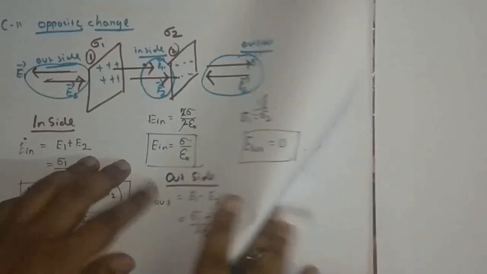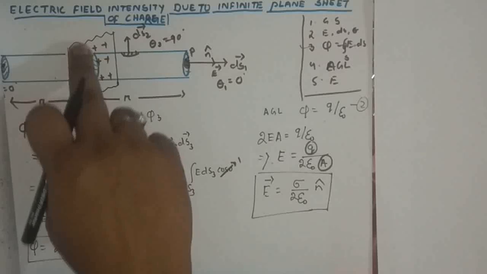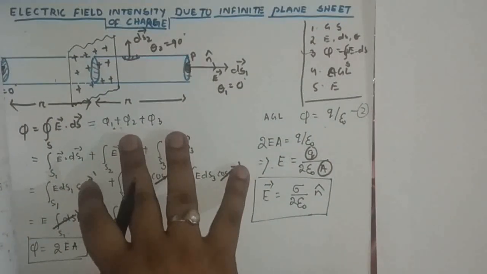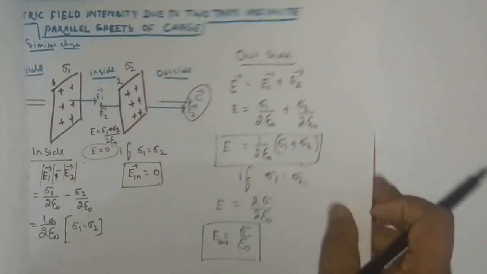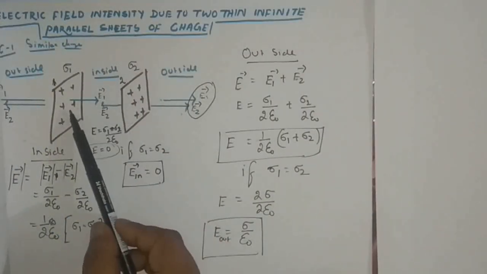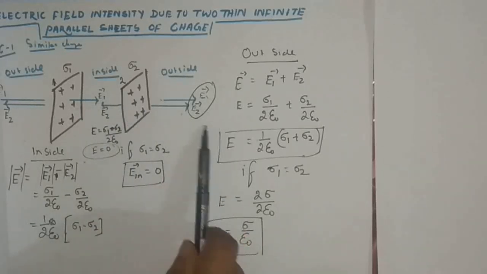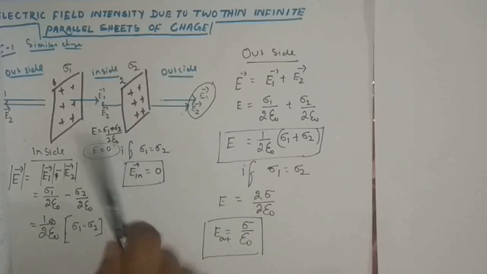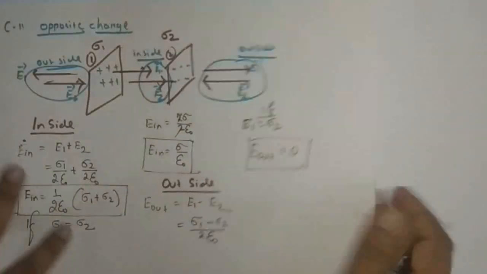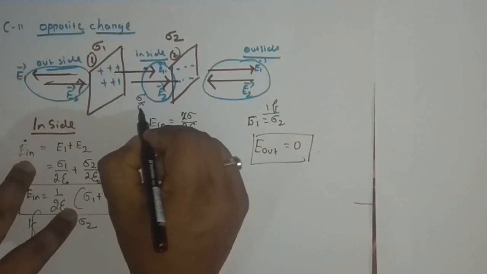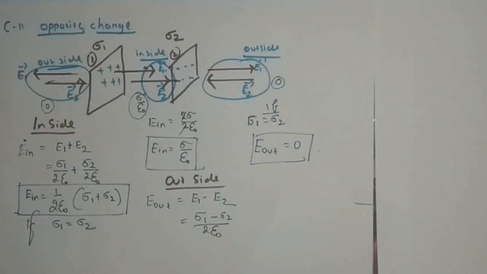So what is clear? Let us summarize. For the infinite plane sheet of charge, the electric field is sigma by 2 epsilon naught. For two parallel similar charges, outside it is sigma by epsilon naught and inside it is 0. In the opposite charges case, inside it is sigma by epsilon naught and outside it is 0. Thank you.